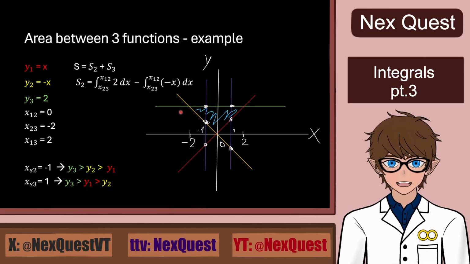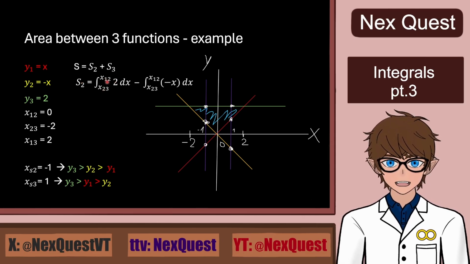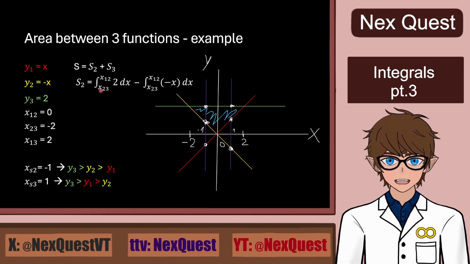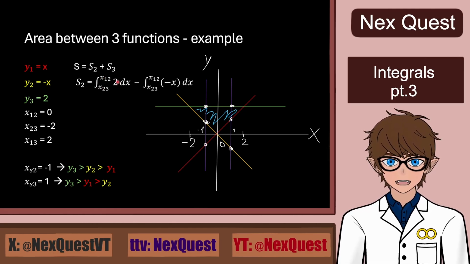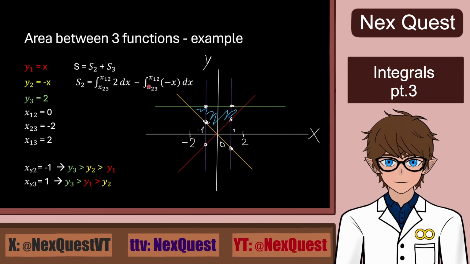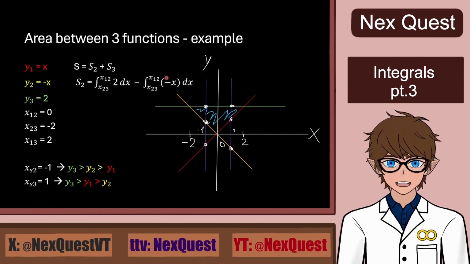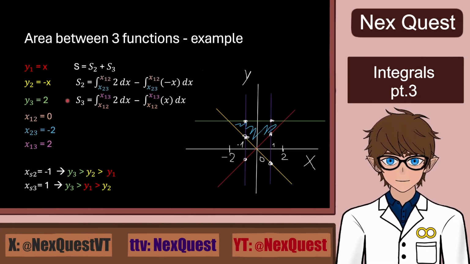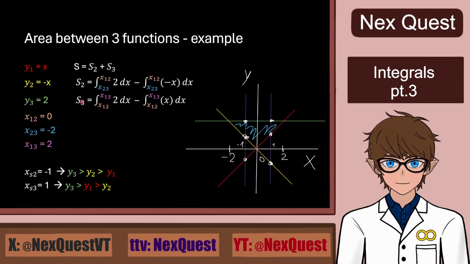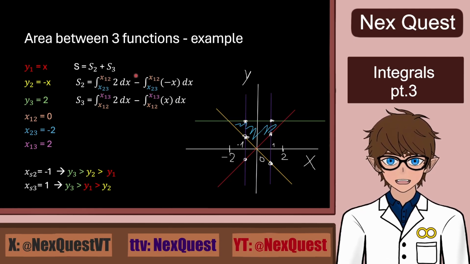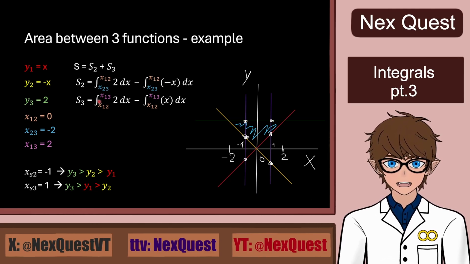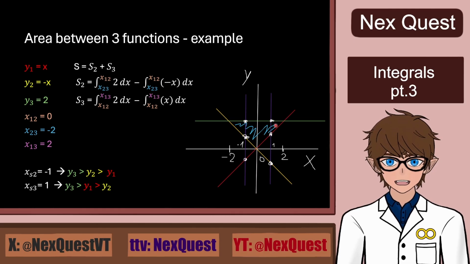So our surface 2 will be the integral between x2,3 and x1,2 of 2 dx minus the integral between x2,3 and x1,2 of minus x dx. So let's color code this a little bit better. The orange intersection point is on top and the blue is on the bottom, and then the surface 3, which is on the right, is between the orange and the purple.